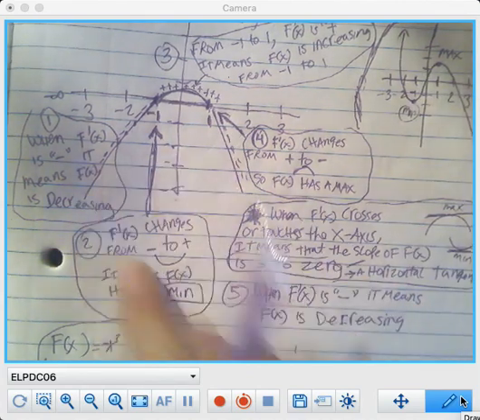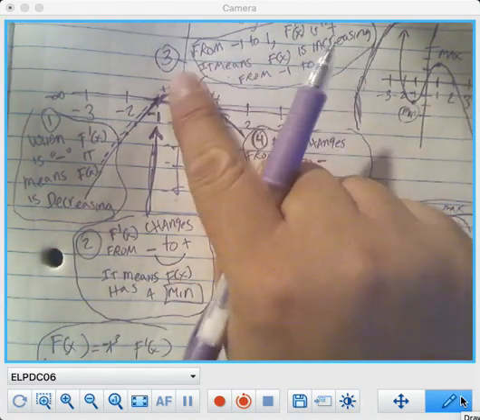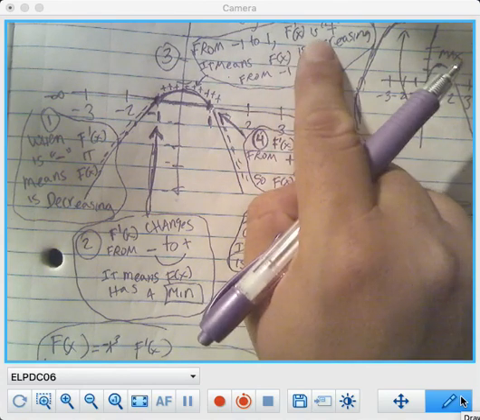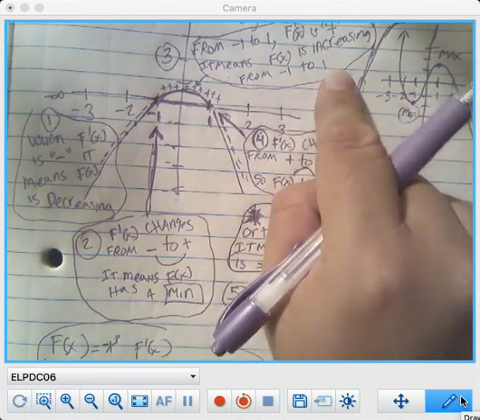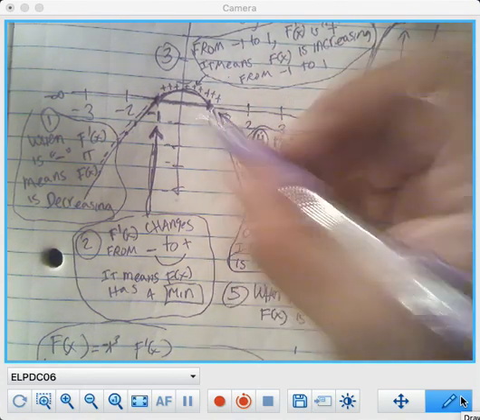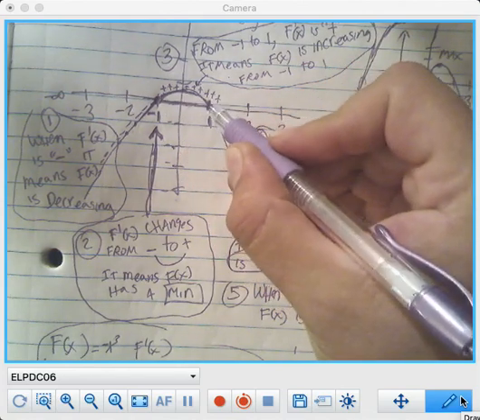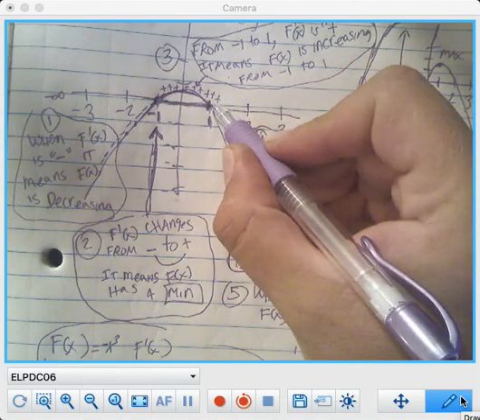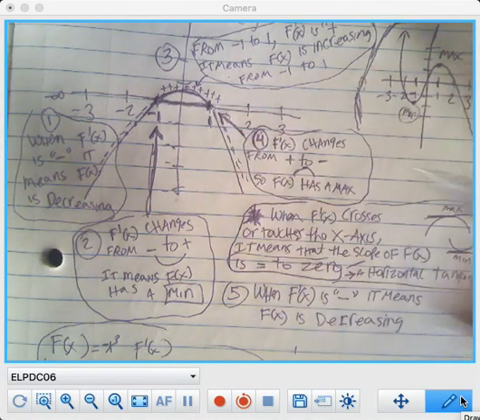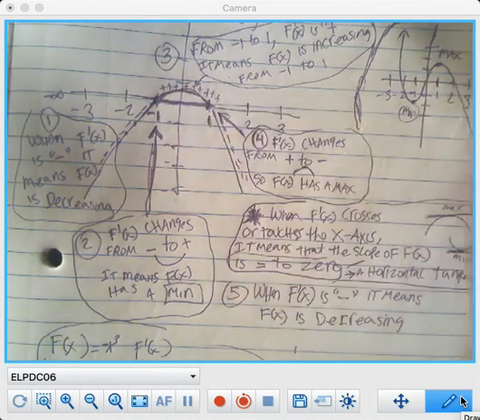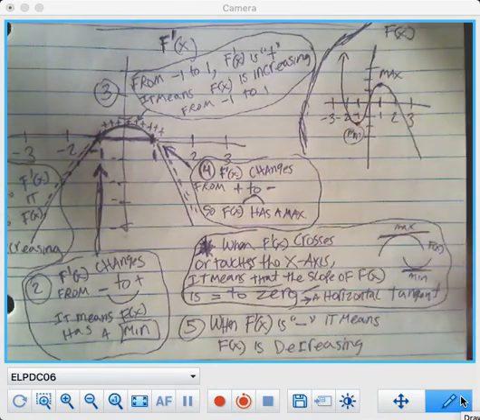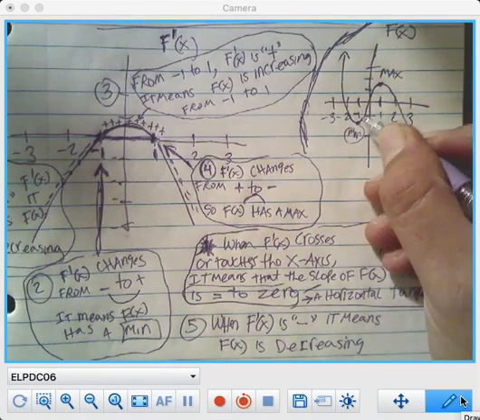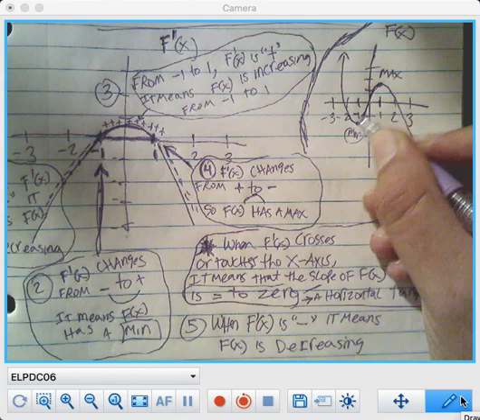Now we got 1 and 2 out of the way. Number 3, from 1 to 1, f prime is positive, that means that your function is increasing. I know that my derivative is positive because it's above 0. This is positive, okay? What does that translate to in my function, in my f of x? That means that my function is going up, okay?